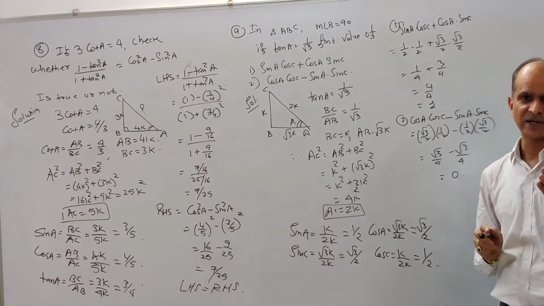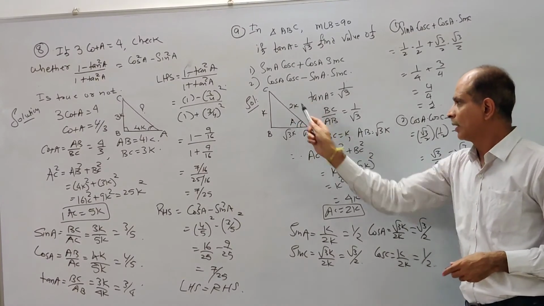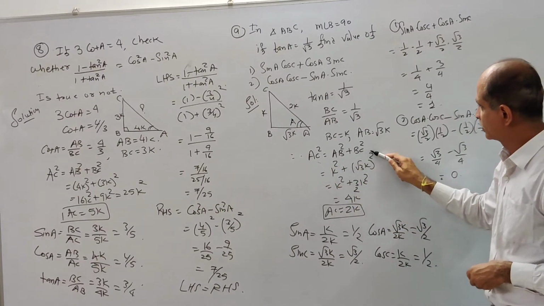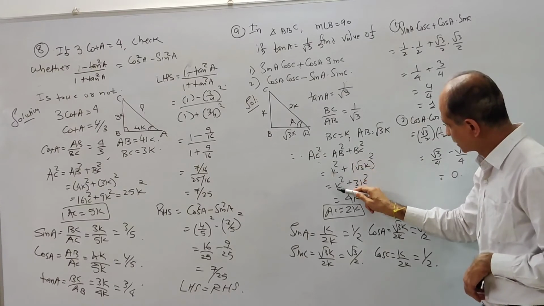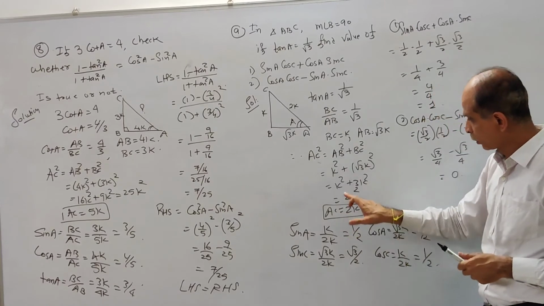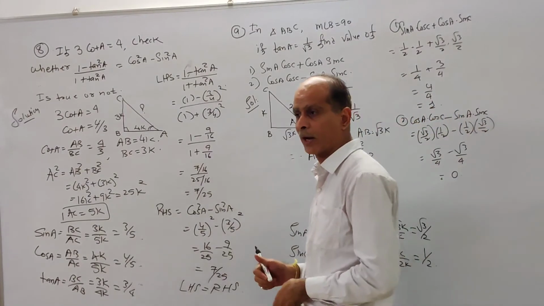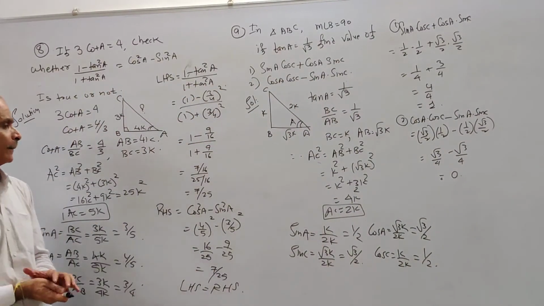Now you can easily find out the third side with the help of Pythagoras principle. So AC square, meaning hypotenuse square, is equal to AB square plus BC square, k square plus root 3k square, k square plus 3k square, 4k square. So the square root of 4k square is equal to 2k. Therefore the value of hypotenuse is 2k.